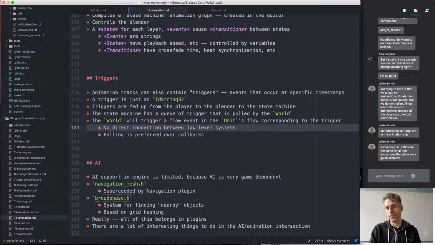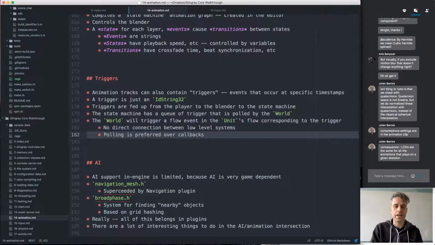And this is to avoid tight coupling between different engine systems. We want them to be as independent as possible. This is also something that allows us to multi-thread the animation state machine update, for instance. If the animation state machine called directly into the sound system and we try to multi-thread it, then we might get conflicts when different threads try to use the sound system at the same time.